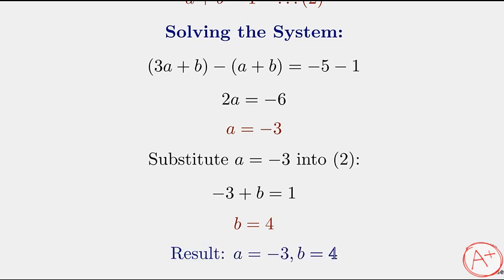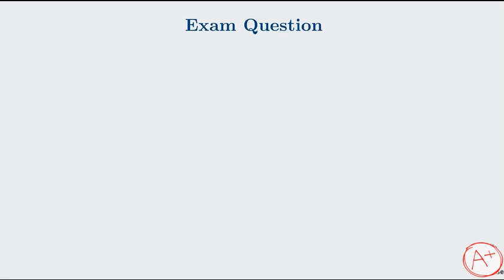The values are a equals negative 3 and b equals 4. Always check your work by substituting these back into the first equation. Let's look at a typical Cambridge exam question.